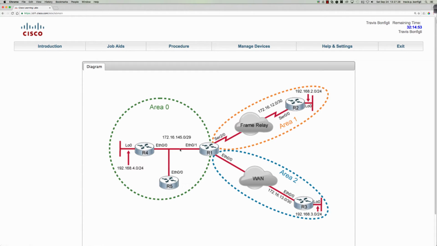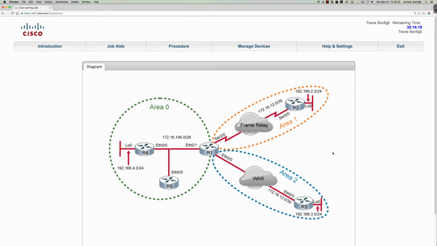It has its interface in Area 0, and then it has at least one or more interfaces in a non-Area 0 area. In other words, Area 1 and Area 2. It has these two interfaces. Now remember, an interface can only be a member of a single area. So we can't have Ethernet 0/0 being a member of Area 2 and Area 1, and maybe if there was an Area 51 over here, can't do it. The interface can only belong to a single area.